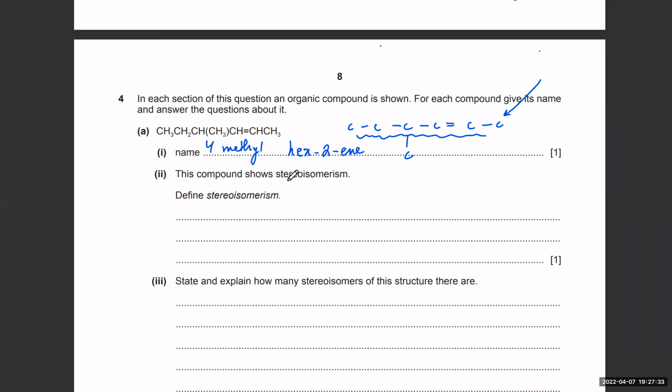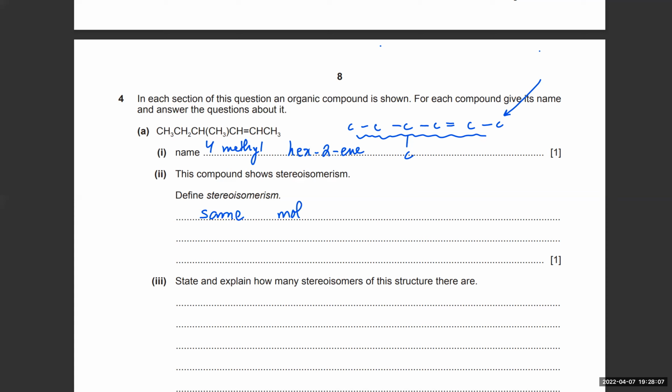Define the term stereoisomer. So what is the definition? Anyone, what's the definition of a stereoisomer? What's the same? It has the same molecular formula. And what else is the same? Different structure? No, I think it's the same structure, the same structural formula.